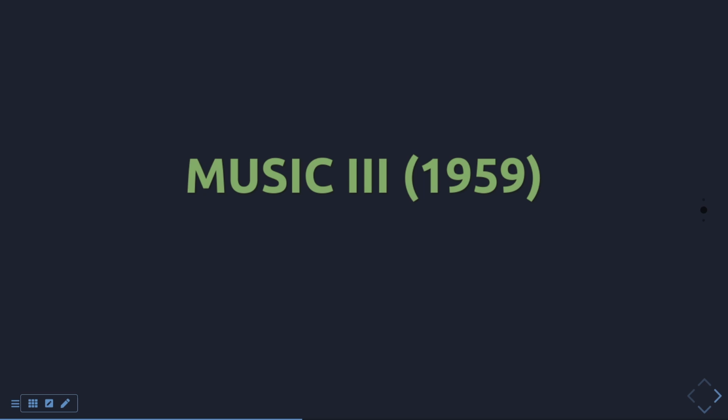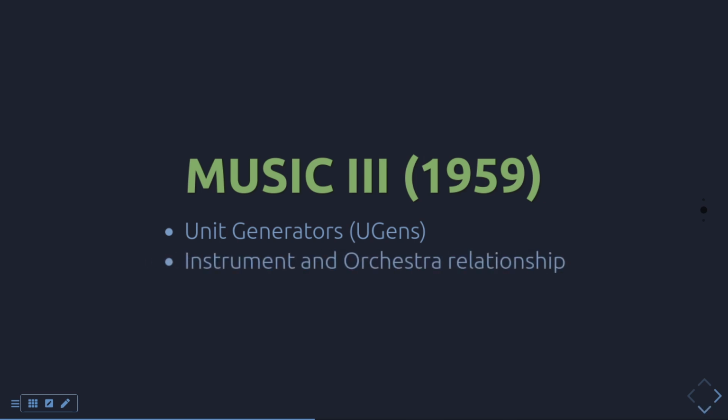Music 3 would introduce the important concept of the unit generator, or UGens. These are the building blocks of generating audio signals and support a number of different control inputs to change parameters. Then also introduced was the idea of instruments and orchestras. An instrument is a bunch of UGens collected together to create one output, and an orchestra is a collection of those instruments. Pretty straightforward, but for new computer musicians at the time, it probably made a little bit less sense.